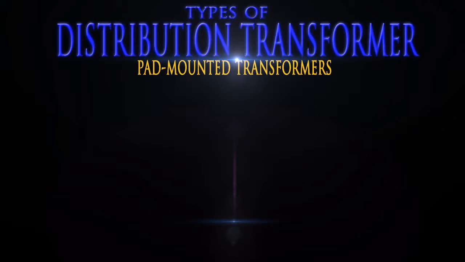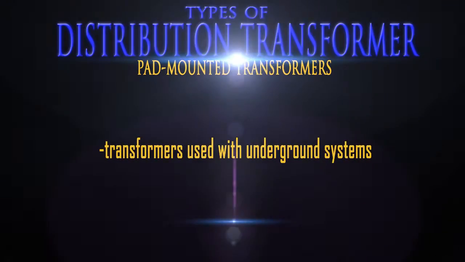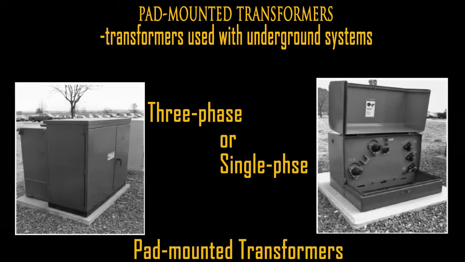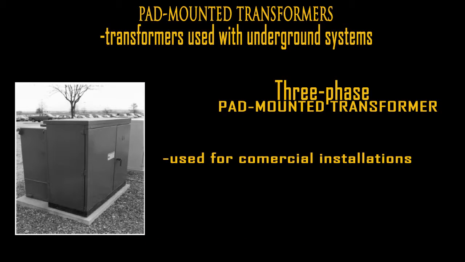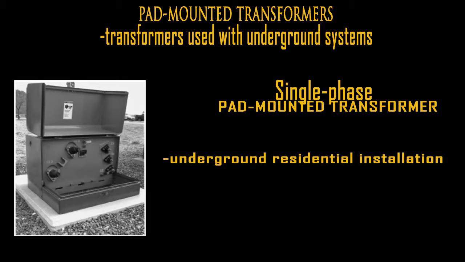Pad-mounted transformers. These transformers are used with underground systems. This may be in a three-phase or in a single-phase connection. Three-phase pad-mounted transformers are used for commercial installations, while single-phase pad-mounted transformers are used for underground residential installations.